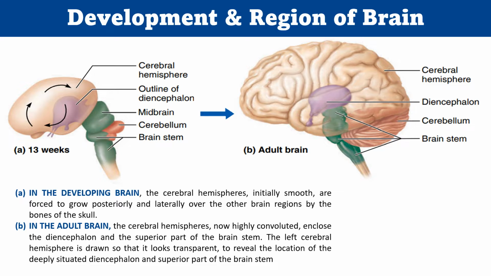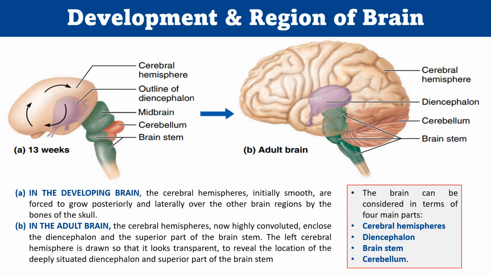In the adult brain, the cerebral hemispheres, now highly convoluted, enclose the diencephalon and the superior part of the brain stem. The left cerebral hemisphere is drawn so that it looks transparent to reveal the location of the deeply situated diencephalon and superior part of the brain stem. In figure B, you can see the adult brain.